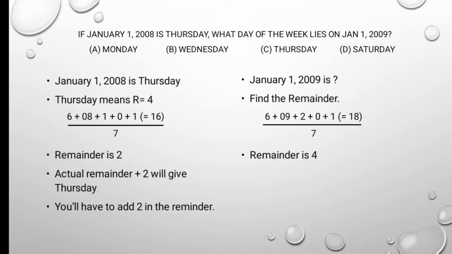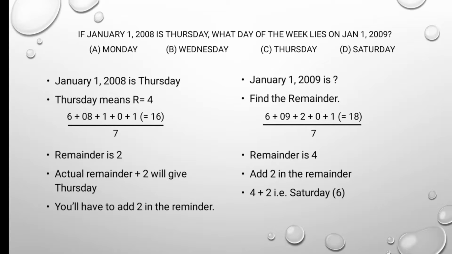This is the process. This you have to remember. It's a process. There is a logic we are using because here the shift is of 2 days. We have added 2 to the remainder. Here also we'll add 2 to the remainder. So the remainder plus 2 will give us the day as 6, that is Saturday.